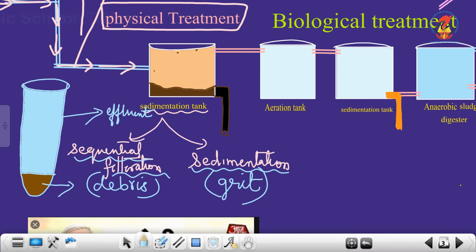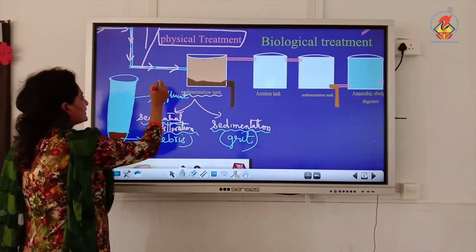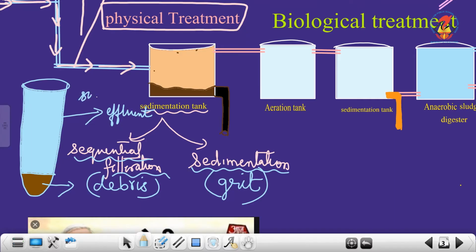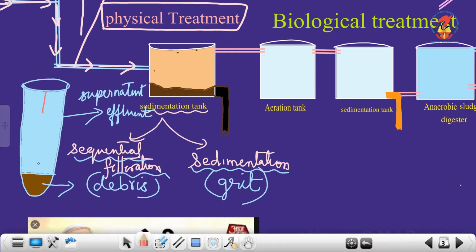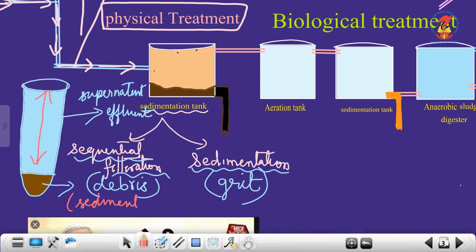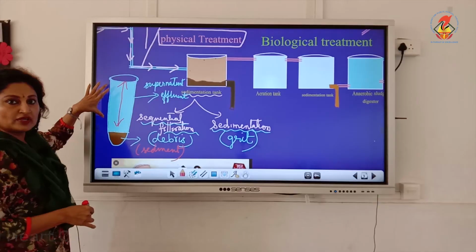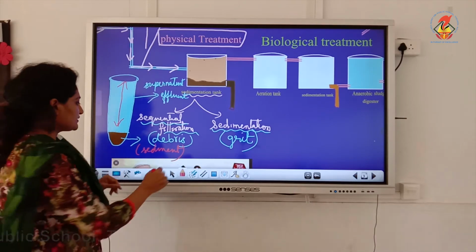supernatant. When you compare it to a tank, it is called the effluent, but in a centrifuge tube you call it supernatant. So when you say it in context of a test tube, it is called supernatant. This clear solution is the supernatant, and the settled sediments are called the sediments. But in a tank, this clear solution on top will be called effluent and the settled sediments will be called sludge. So remember the two terms.